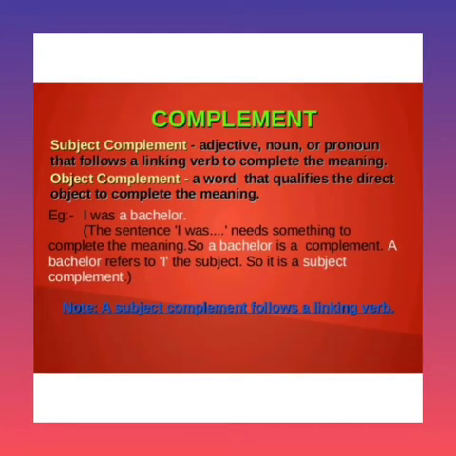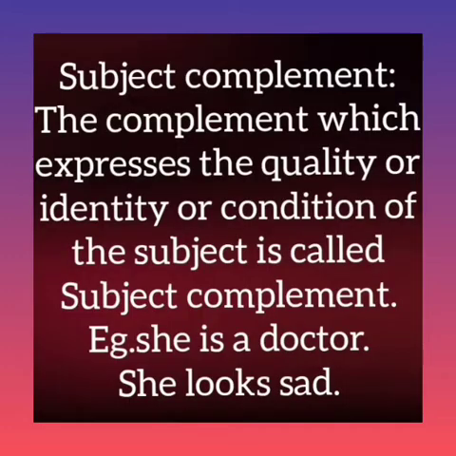Next, coming to complement. From the term, it's very clear that complement is equal to complete. That is, a complement gives a complete meaning to the sentence. If you remove the complement from the sentence, it will not give a complete meaning. So, a complement is complete by itself. Example: I was a bachelor. I is the subject, was is the verb. So a bachelor is a complement.